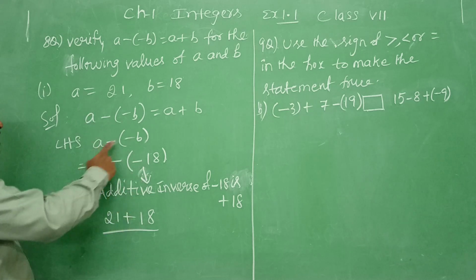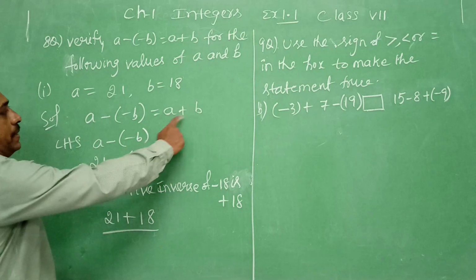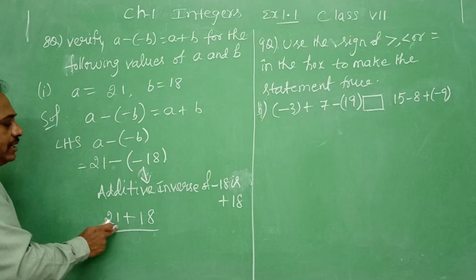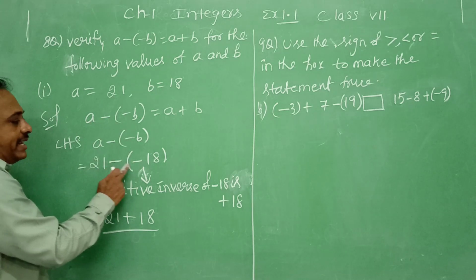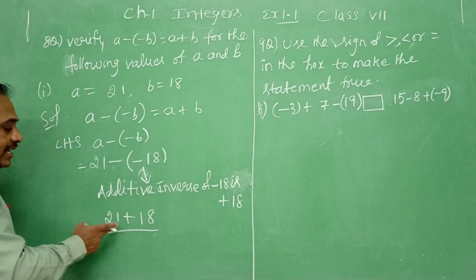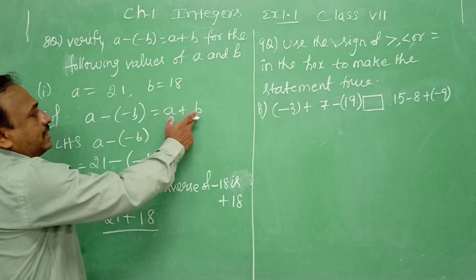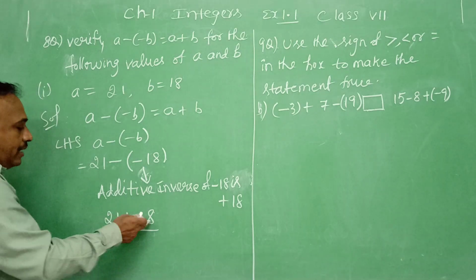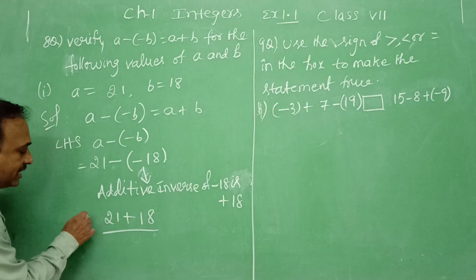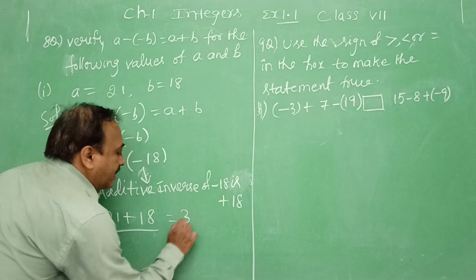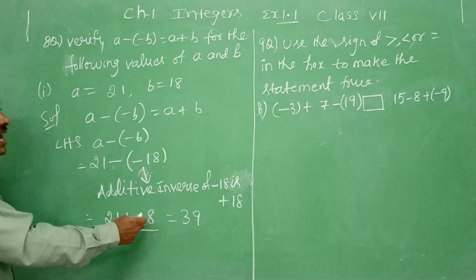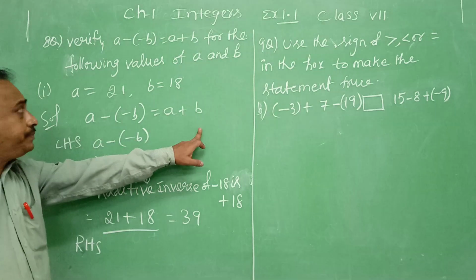Verify a minus of minus b is equal to a plus b. So a minus of minus b. When we verify 21 minus of minus 18, we are getting a plus b, which is equal to a plus b. So 21 plus 18 gives 39. Even if you take the RHS, here itself we can stop, as he is asking a plus b.